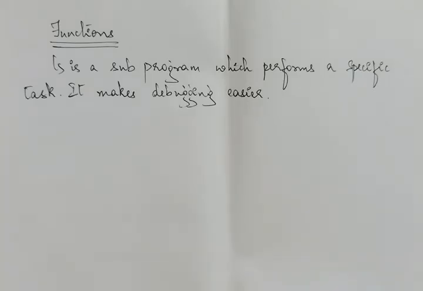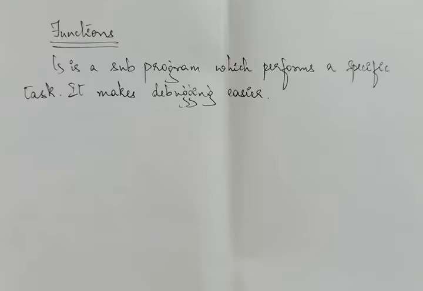Let's see what functions are. A function is a subprogram which performs a specific task. So in C, a program can be divided into n functions. Each function is a subprogram, and each function performs a particular task.